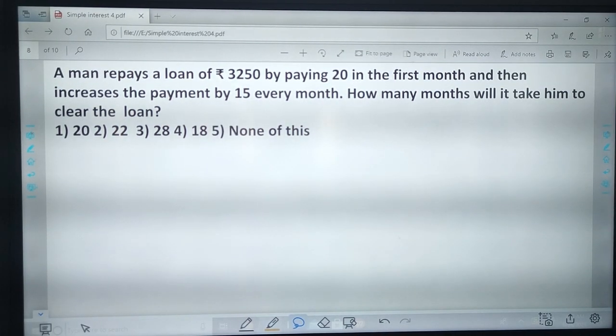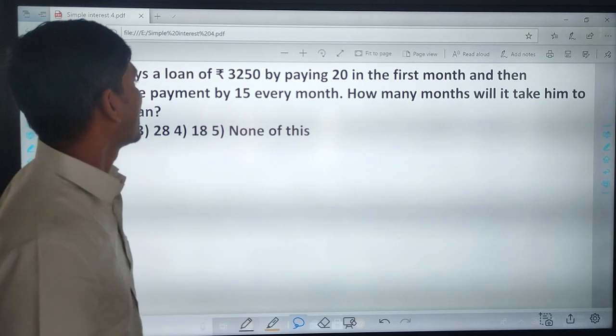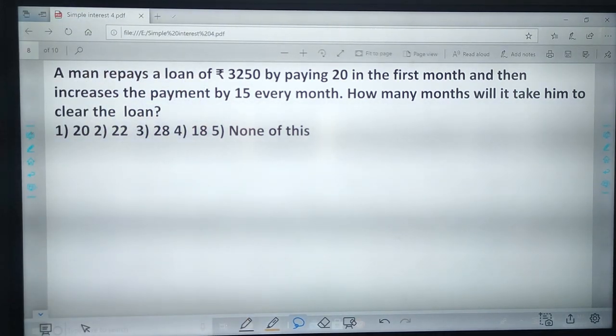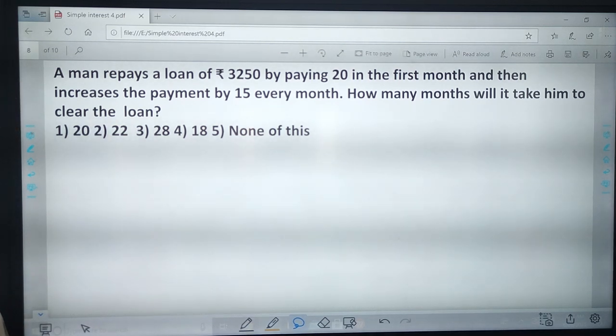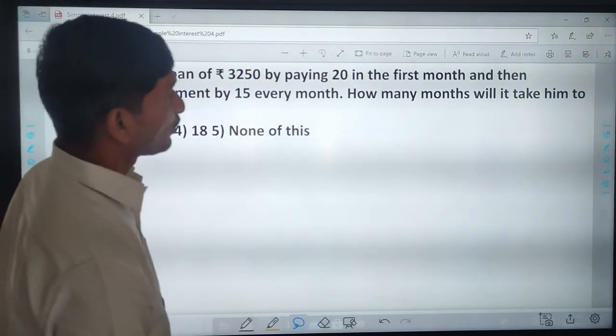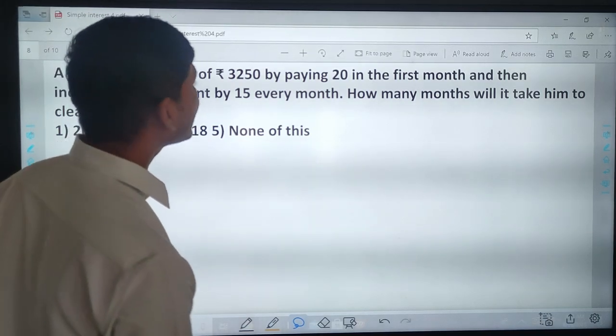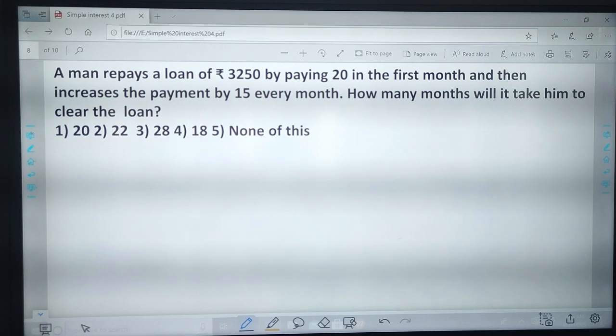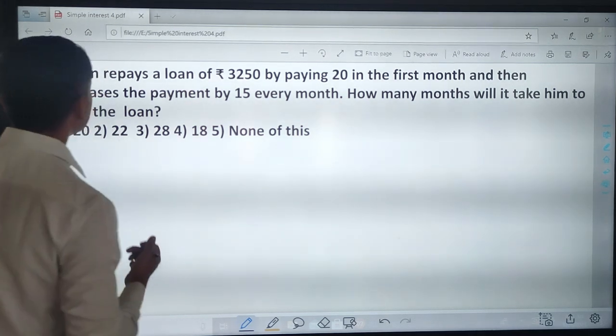A man repays a loan of rupees 3,250 by paying 20 in the first month and then increases the payment by 15 every month. How many months will it take him to clear the loan?